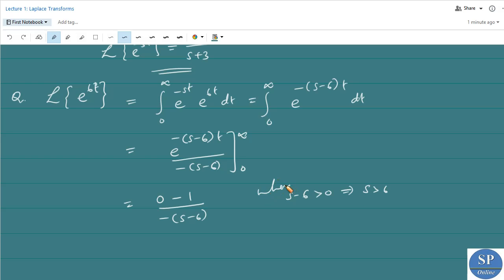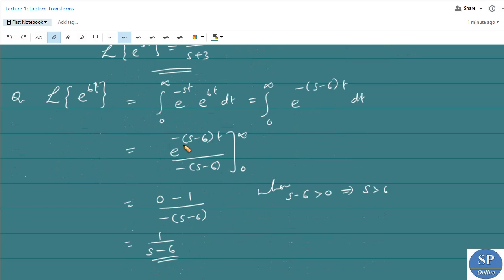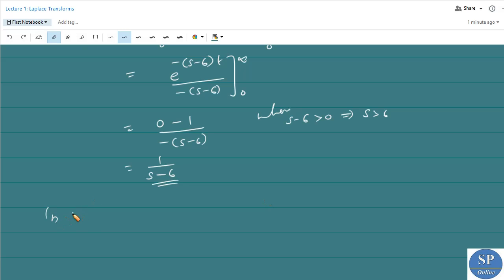Okay, so this is equal to 1 by s minus 6, right? The Laplace transform of e power 6t is equal to 1 by s minus 6, and the Laplace transform of e power minus 3t is equal to 1 by s plus 3. Okay, so in general we can write L of e power at is equal to 1 by s minus a. Generally we can write this.